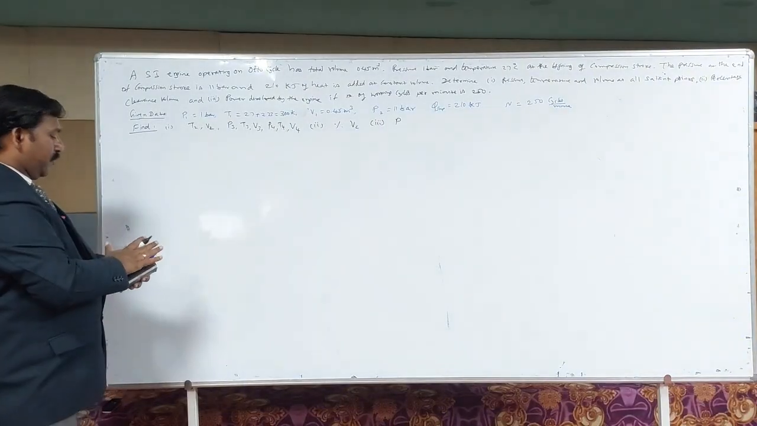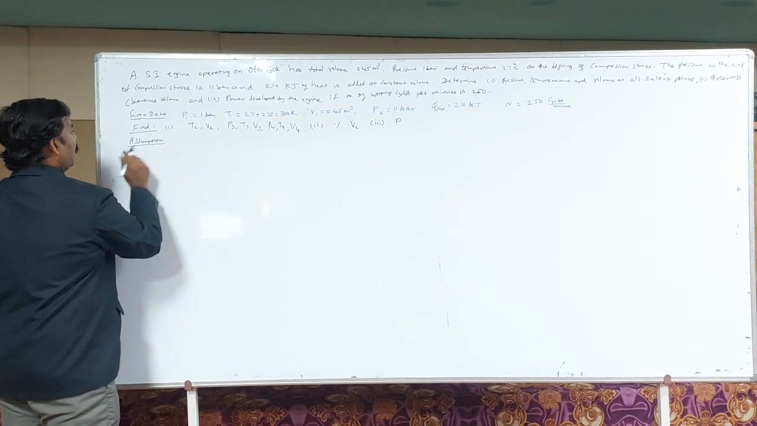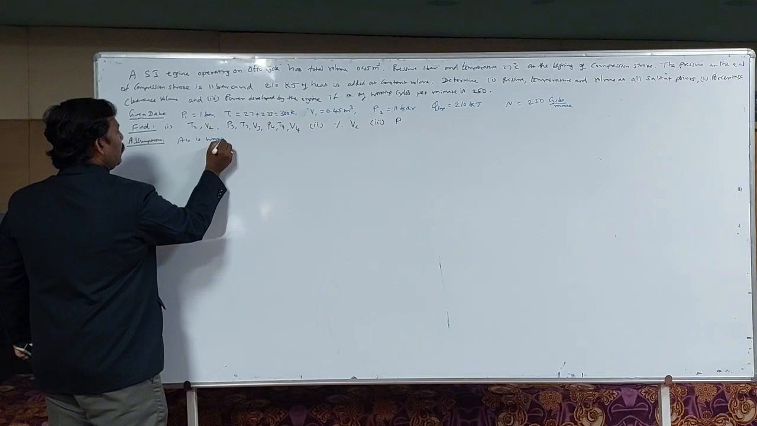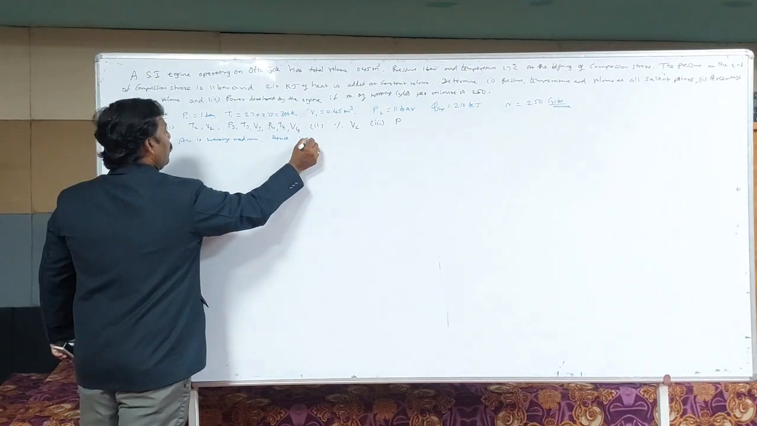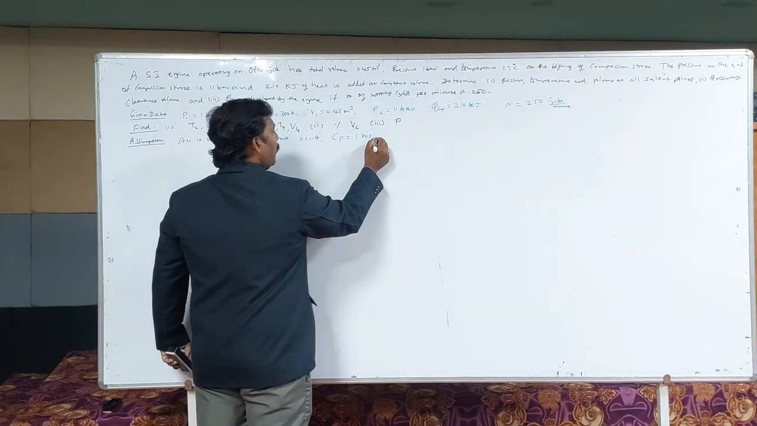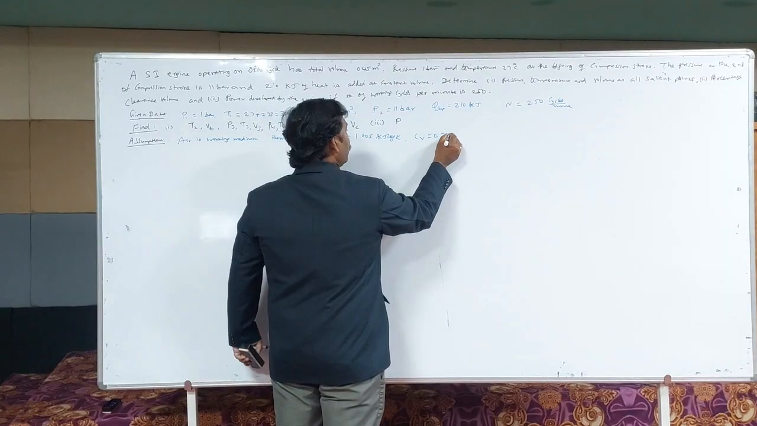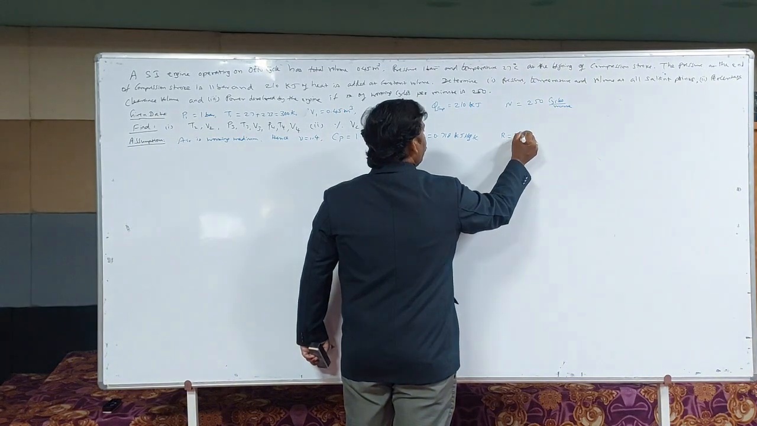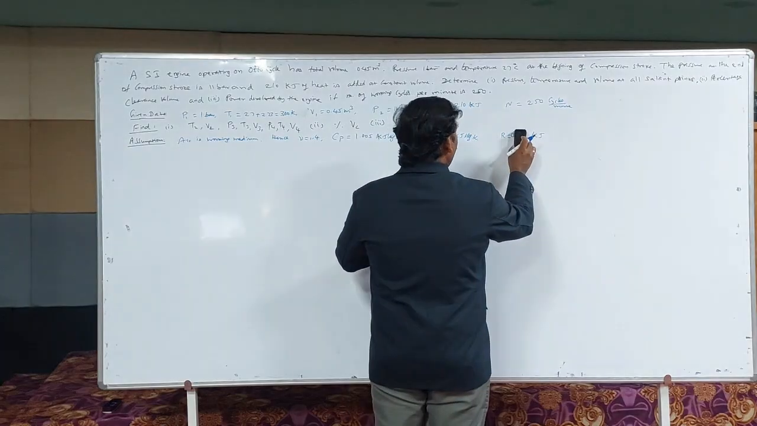So we have to start with some assumptions. Assumption: air is the working medium, hence gamma is equal to 1.4, Cp is equal to 1.005 kilojoule per kilogram Kelvin, and Cv 0.718 kilojoule per kilogram Kelvin, and R is equal to 0.287 kilojoule per kilogram Kelvin.